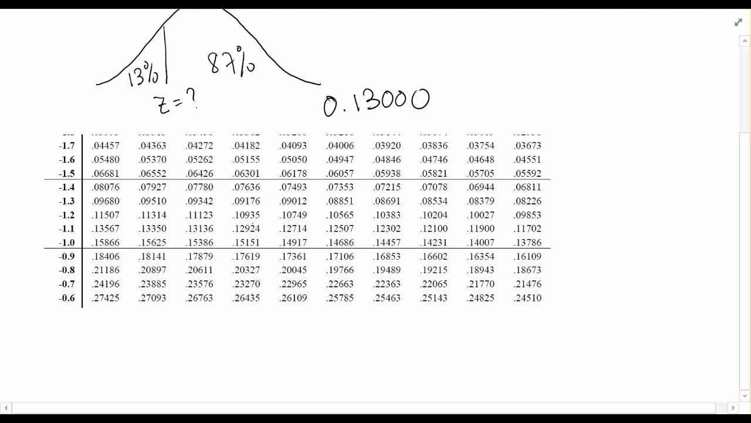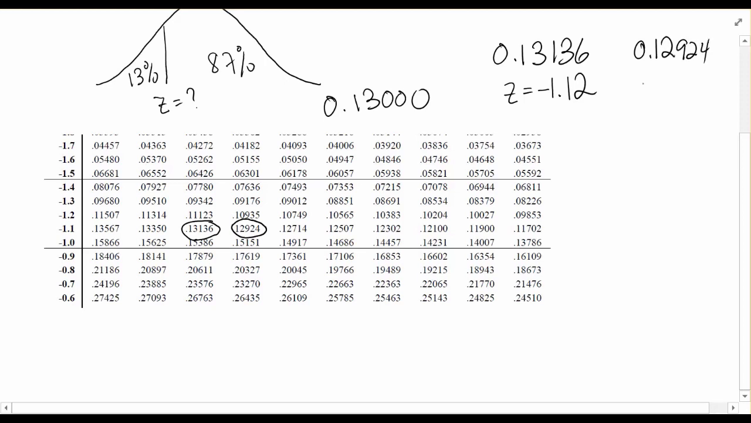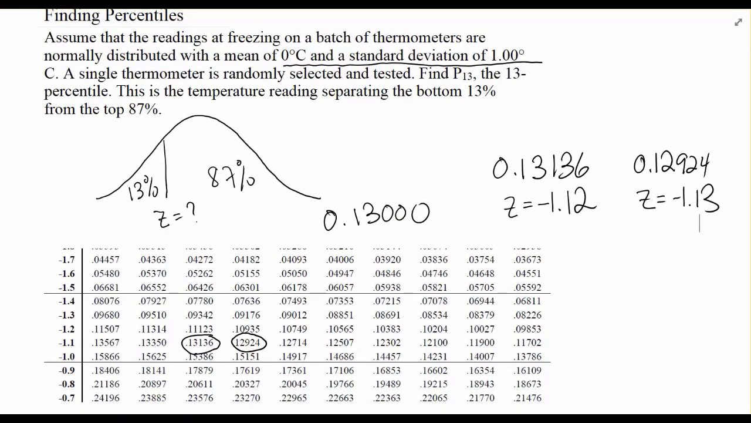So we're going to look at our table and try to find the value closest to 0.13000. As we look in here, there's two values that jump out at us. There's this value of 0.13136, and that's associated with z equals negative 1.12. And there's this other value of 0.12924, and that's associated with z equals negative 1.13. We know that 0.13 is somewhere between them, so let's see which one is closer.